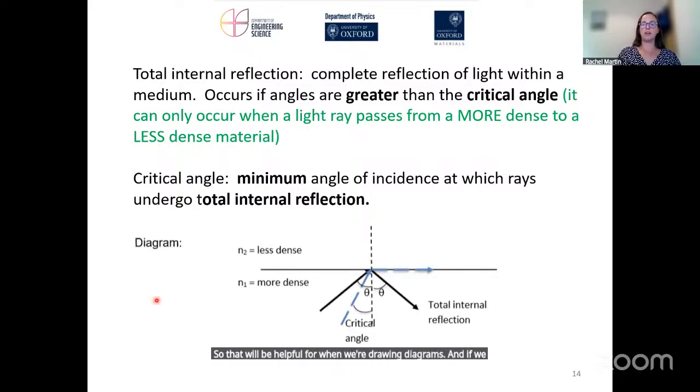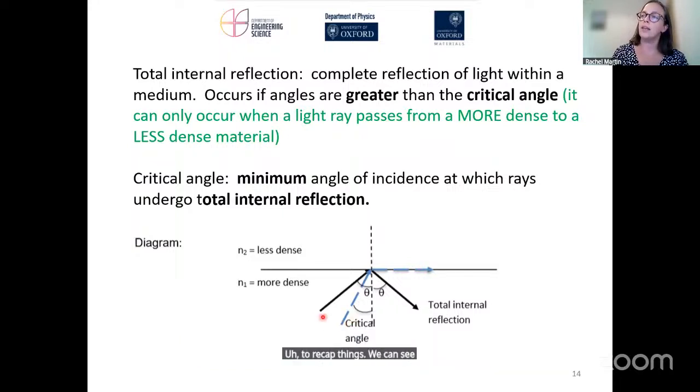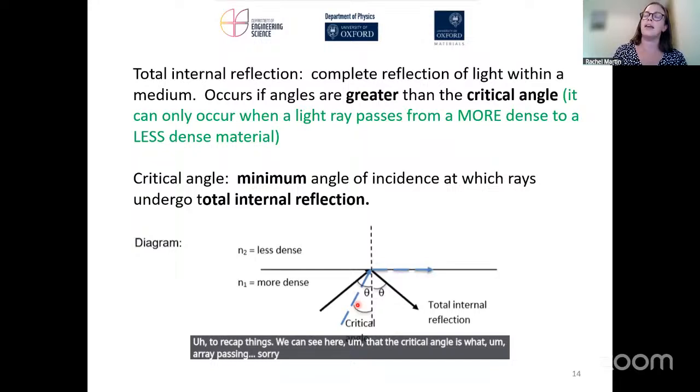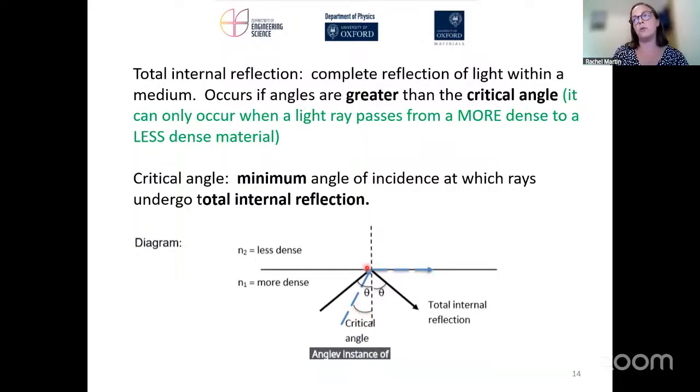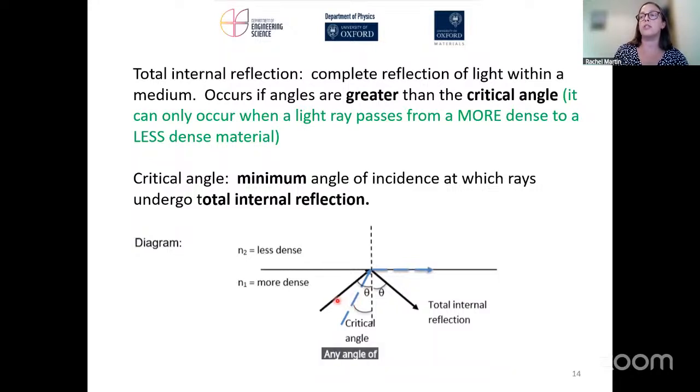And if we represent it as a diagram, which can always be helpful to recap things, we can see here that a ray with an angle of incidence of the critical angle will be refracted at 90 degrees to the normal. And we can count that as total internal reflection because any angle of incidence moving towards the black line and above the black ray will cause full total internal reflection. So anything at or above the critical angle, we say we have total internal reflection.